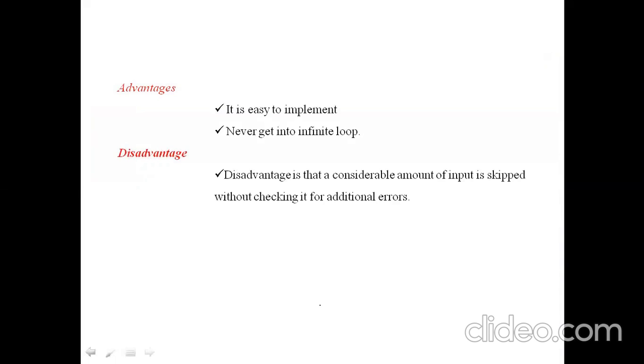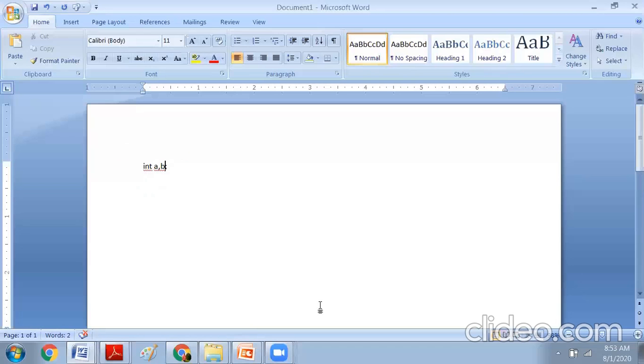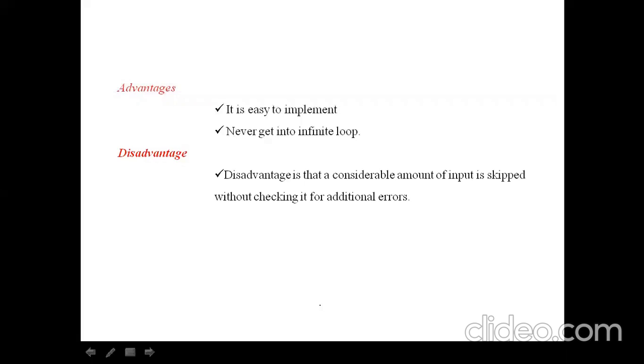It is easy to implement. The advantages of this one are that it is easy to implement and it will never enter into infinite loops. The disadvantage of this one is that a considerable amount of input is skipped. In this example, int c is skipped totally. We declared the second variable c, but it is missed. A considerable amount of data will be skipped. That is the drawback of this one.